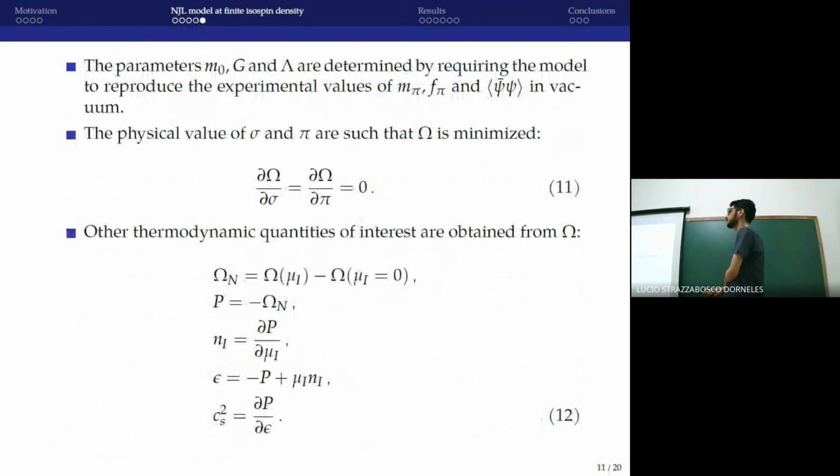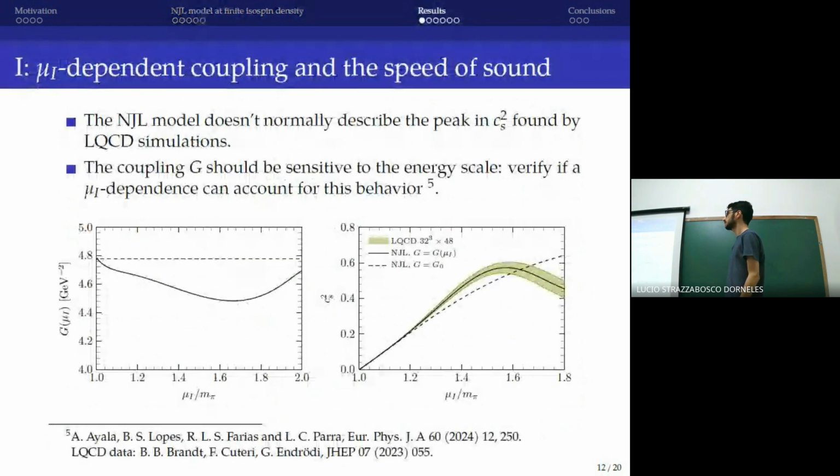To find the sigma, you minimize the potential and solve the gap equations. These are the physical values of these condensates. And of course, from the thermodynamic potential, you can define all other quantities of interest, such as the pressure, the isospin density, the energy density, and the speed of sound. So I'll go through some works that we have done with this regime.